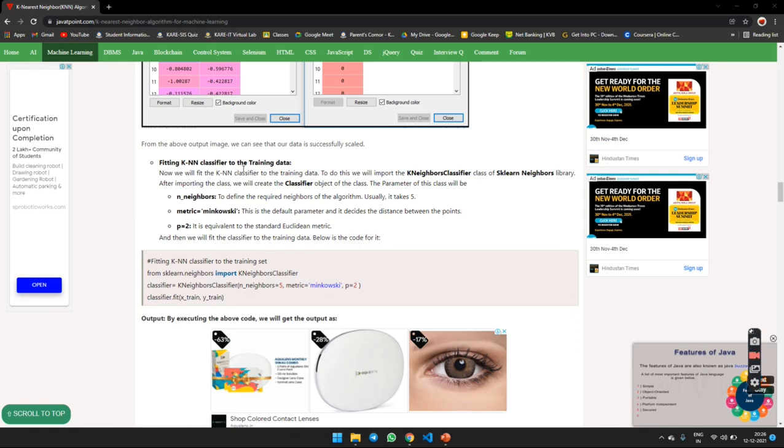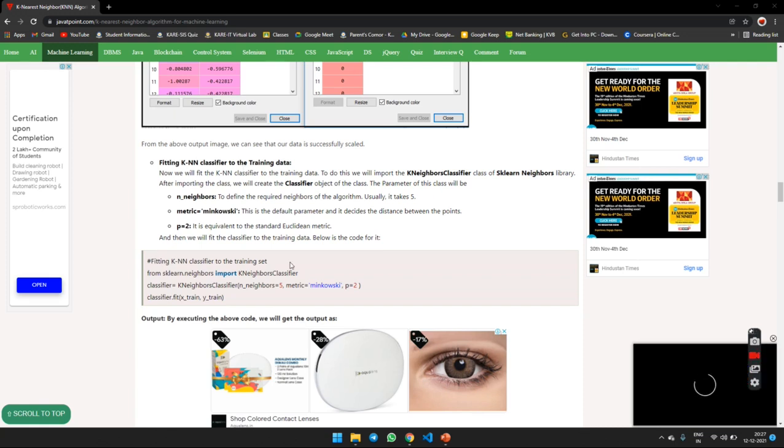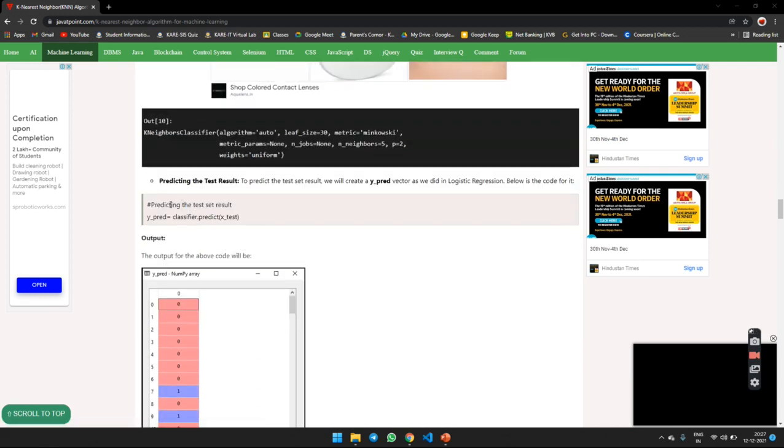The metric is minkowski, which is the default parameter for determining the distance between two points. p equal to 2 is equivalent to the standard Euclidean metric. Okay, this is the formula for fitting k-NN. Then it gives the output. Then we predict the test set result using the classifier.